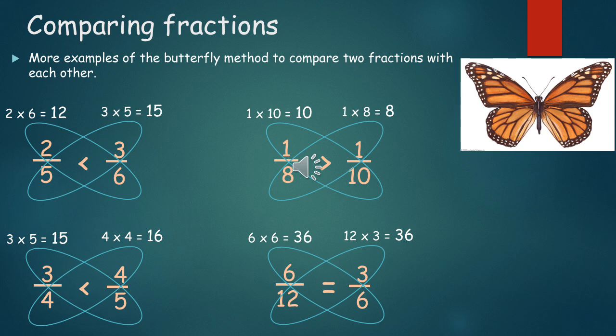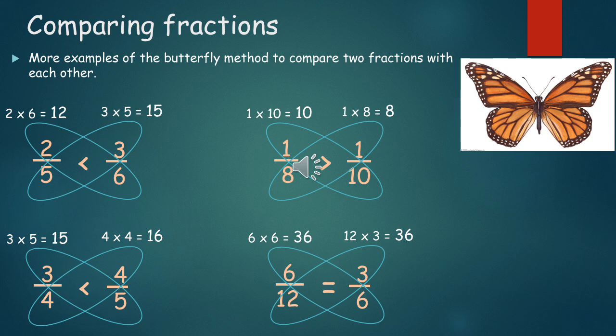Comparing fractions. More examples of the butterfly method to compare two fractions with each other. 2/5 and 3/6. 2 times 6 equals 12. You always write it at the top. And 5 times 3 equals 15. So 15 is bigger than 12.